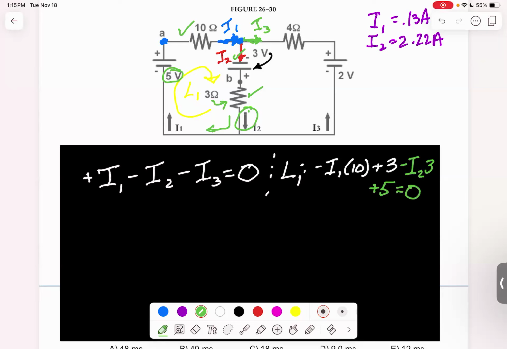We'll clean that up in just a second. Now, you may notice here that I chose my current to be going opposite of what was already given for I3. Well, it's not a big deal. We'll make the correction in just a second. So let's look at a second loop. So this is going to be loop 2.